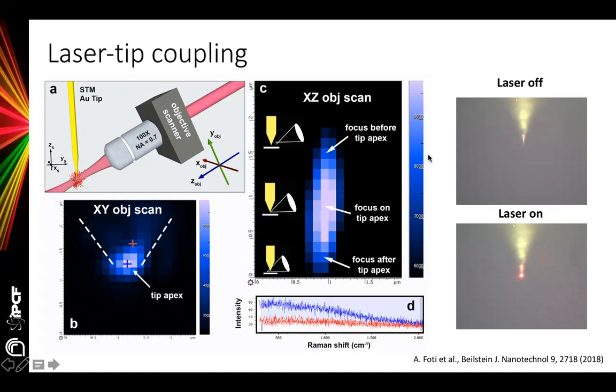At the end of the alignment process, from the side camera, you should have a situation like this when the laser is on, with this round spot at the very end of the tip. While when there is no laser, there is this situation.